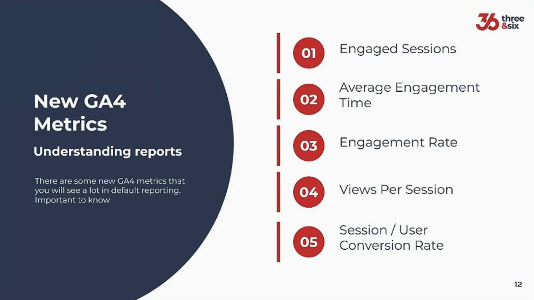An engagement rate is engaged sessions divided by the number of sessions, which gives you a percentage, and the higher the percentage, the better. And that is a standard one you'll see on most reports. When you're in your old Universal Analytics, you may have seen pages per session, but that's actually now called views per session. And as it currently stands, there's no unique views per session.